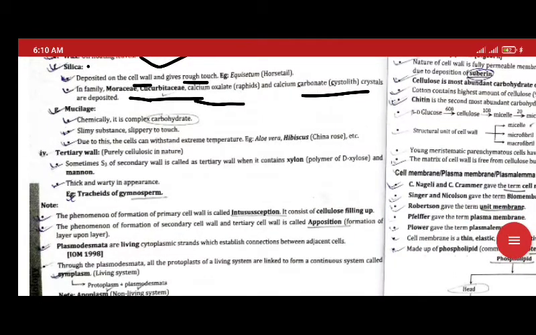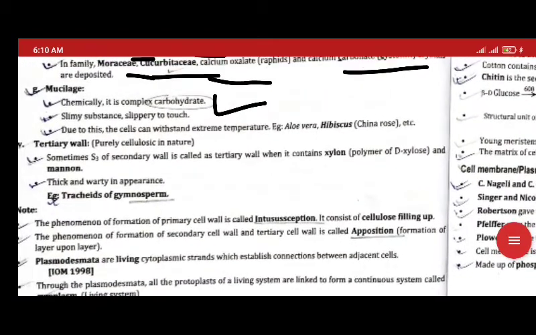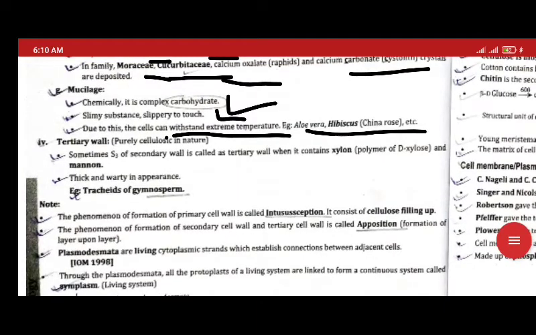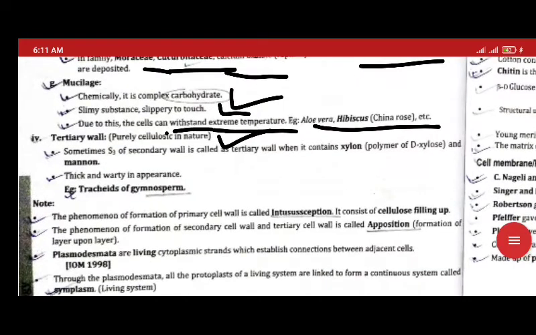Now mucilage is a complex carbohydrate. It is slippery. The plant is slippery due to mucilage, and due to this mucilage the plant can withstand extreme temperature. Examples are aloe vera and China rose. Now the tertiary wall. The tertiary wall is purely cellulosic in nature. So it contains purely cellulose. You should remember the trick.